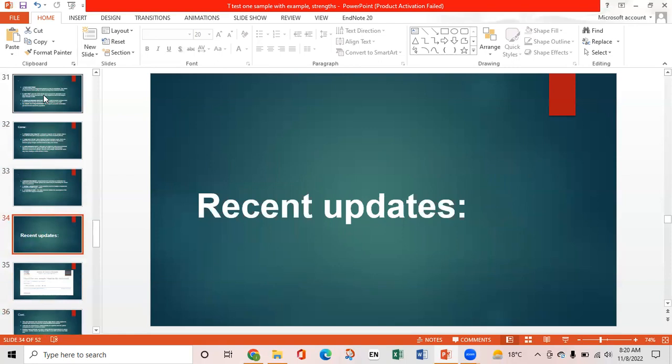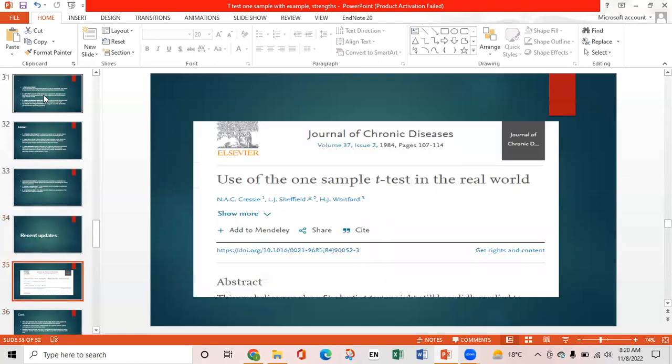Reliability of data is that if data collected violates the assumptions of the t-test, then the output is unreliable. Now coming towards the recent updates. This article was recently published and gives the use of the one sample t-test in the real world.